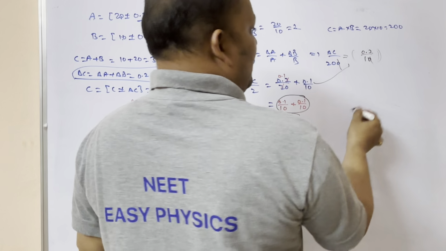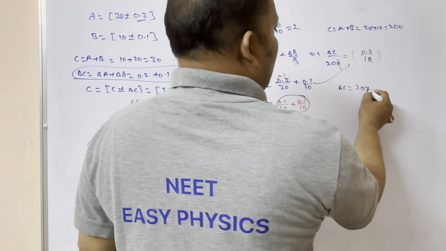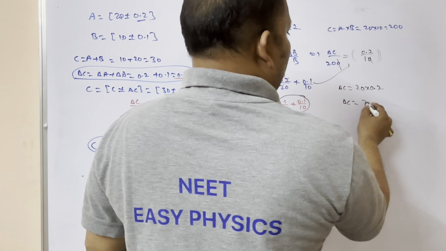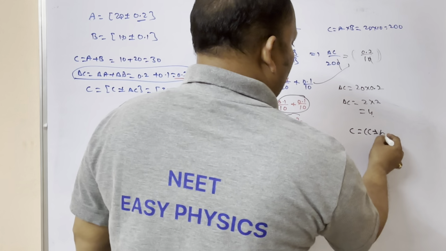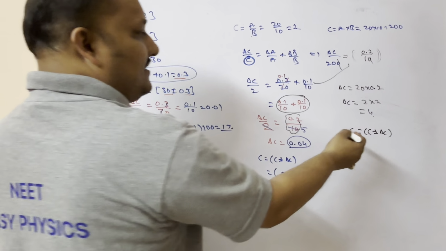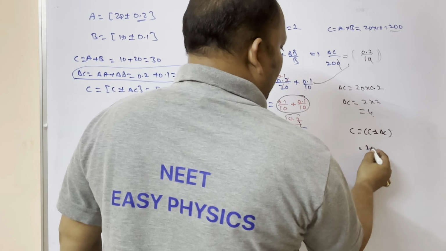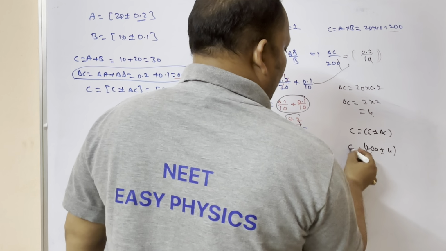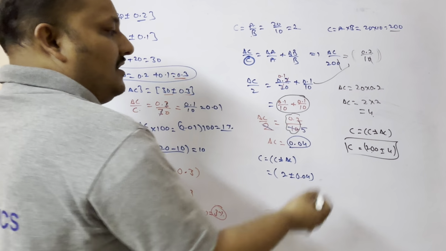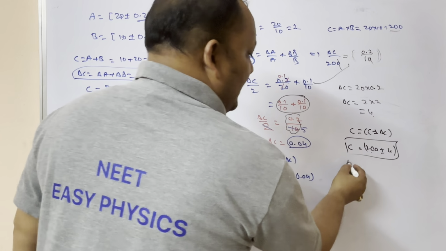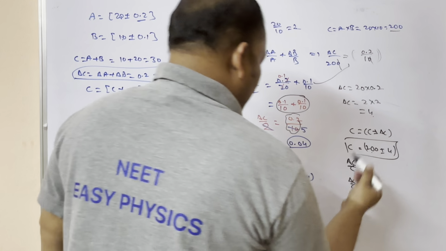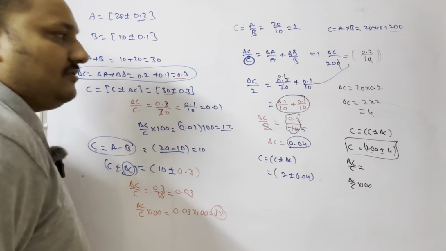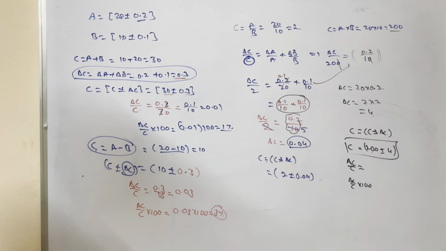Now, 10 will be cancelled. Now, delta C is 20 into 0.2. So, delta C is 2 into 2, 4. Now, for this how we are going to do? C plus or minus delta C. Now, what is C you got here? 200 plus or minus 4. So relative error 4 by 200, delta C by C, percentage error delta C by C into 100. You can calculate those. In this also you can do same thing. So this is for addition, subtraction, multiplication and division.